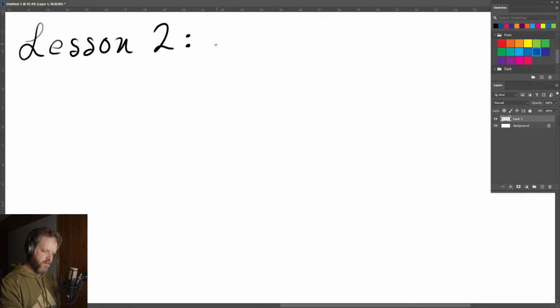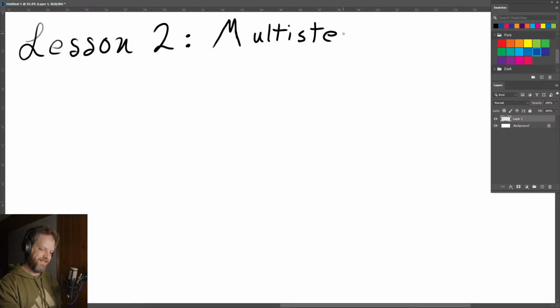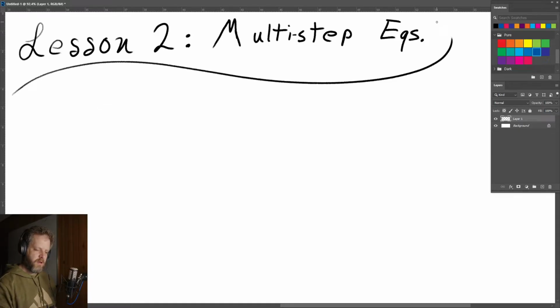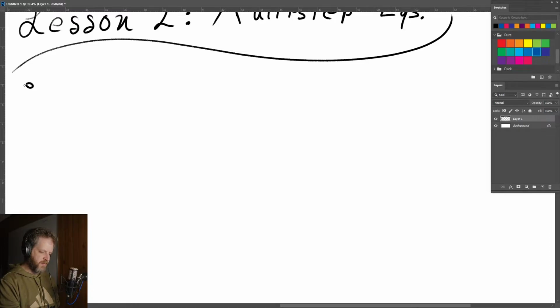This is over multi-step equations. Lesson 2.0. Multi-step equations. Just like the rest of this unit, this is review. And so we're going to start straight with examples.